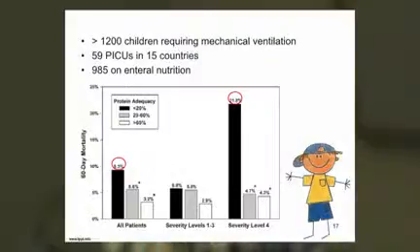This is specifically children. They looked at 1,200 children requiring mechanical ventilation out of 59 PICUs in 15 countries, so it's a huge study, and 985 of them were on enteral nutrition. Just to point out, the sickest of the sick were the ones who were suffering the most. For patients with very low protein intake, where the adequacy was below 20%, there was a 21% probability of increased 60-day mortality.